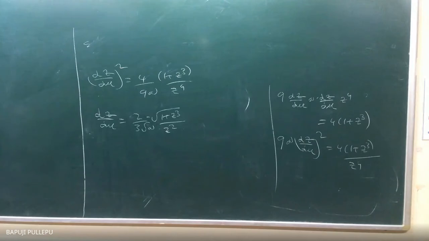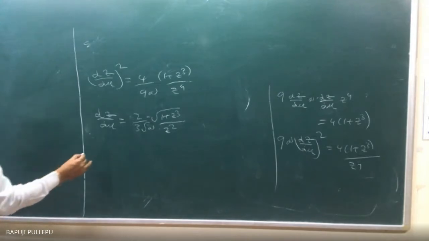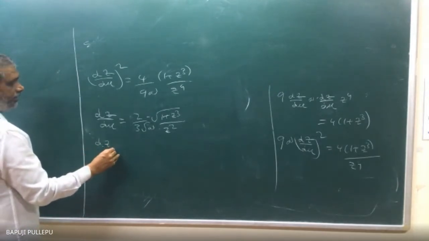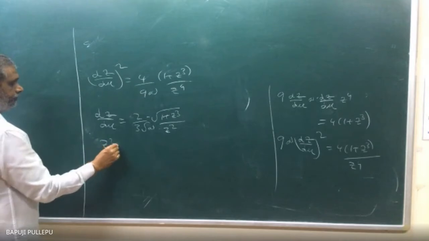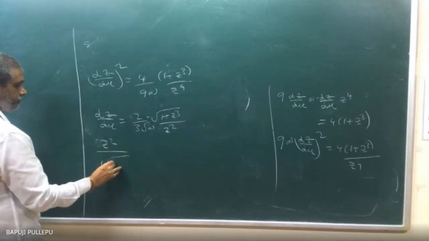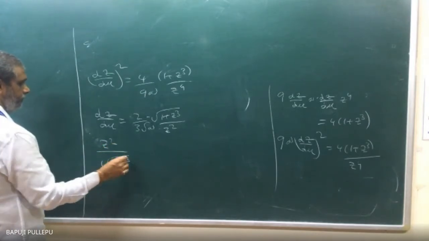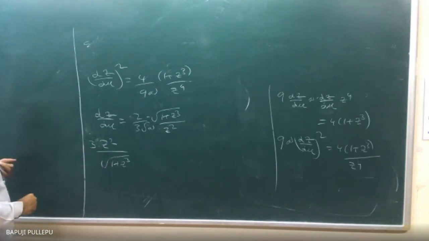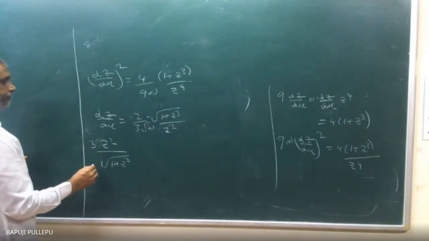Now I want to separate the variables. Where is the dz, into a function of z, I can bring. Where is the du? So du I will take to that side, z functions I will bring to this side. Correct? Now what will I get? z square by root of 1 plus z cube dz. If you want, the 3 also you can bring to this side. Correct?